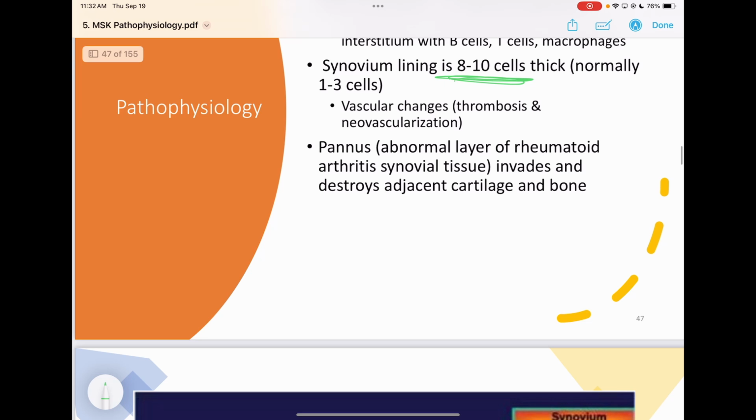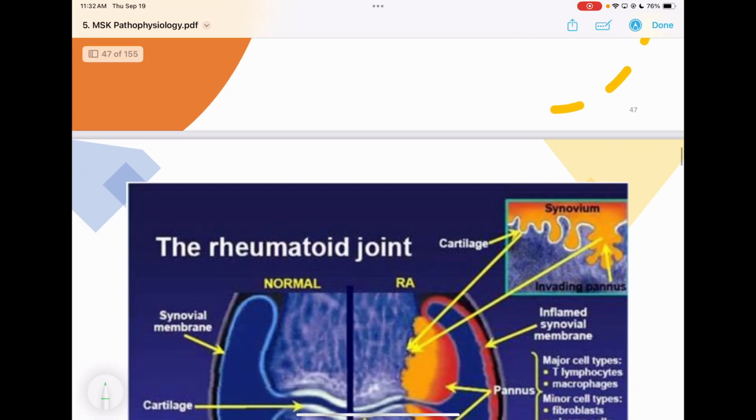This is very important for rheumatoid arthritis, is this pannus. It's the abnormal layer of rheumatoid arthritis synovial tissue. Okay, so that inflammation that's going on starts to invade the joint space, called a pannus. It invades and destroys adjacent cartilage and bone. That's what a pannus is, and it's from the rheumatoid arthritis.